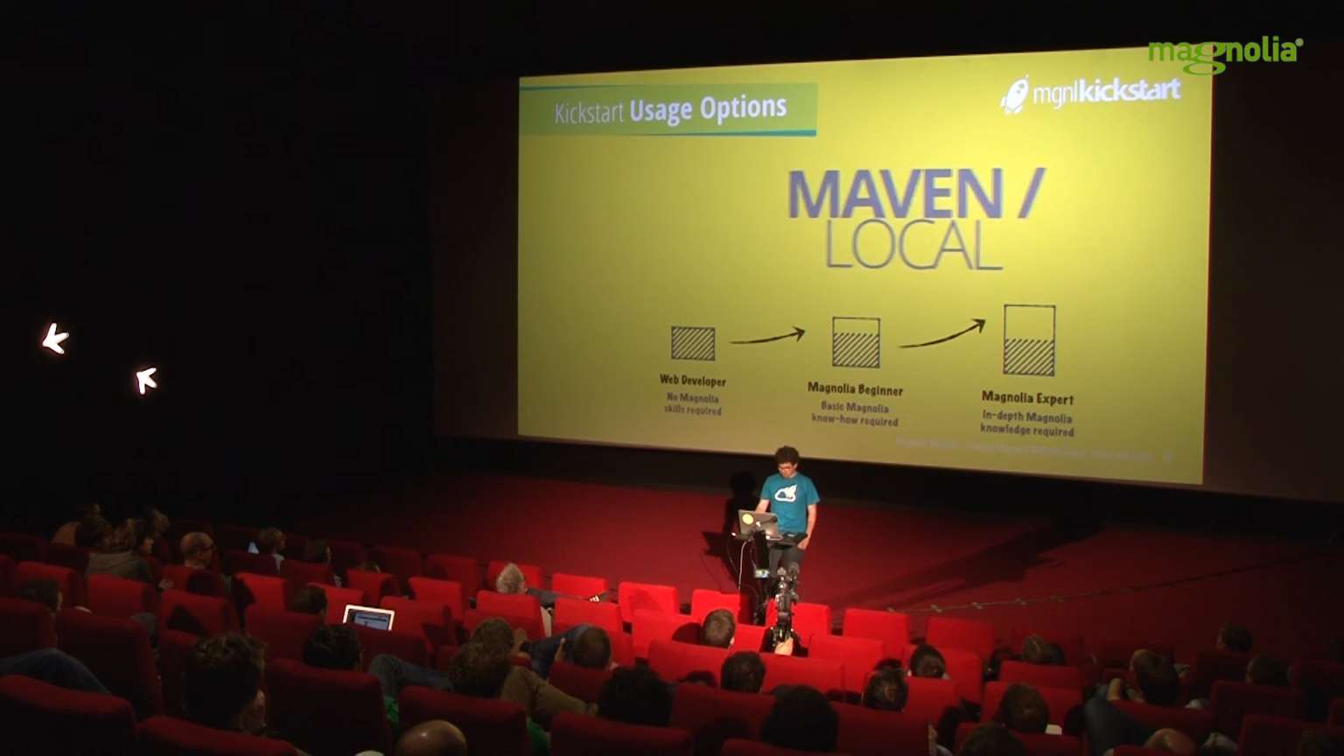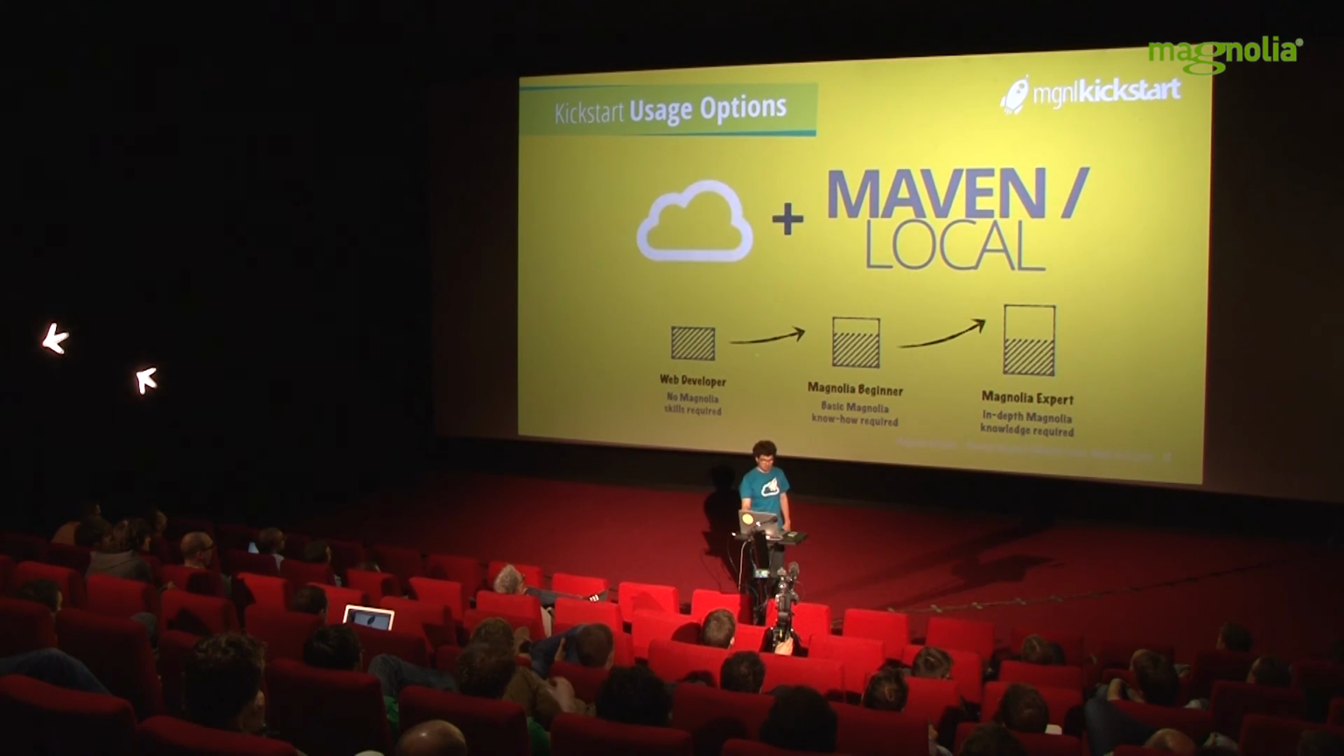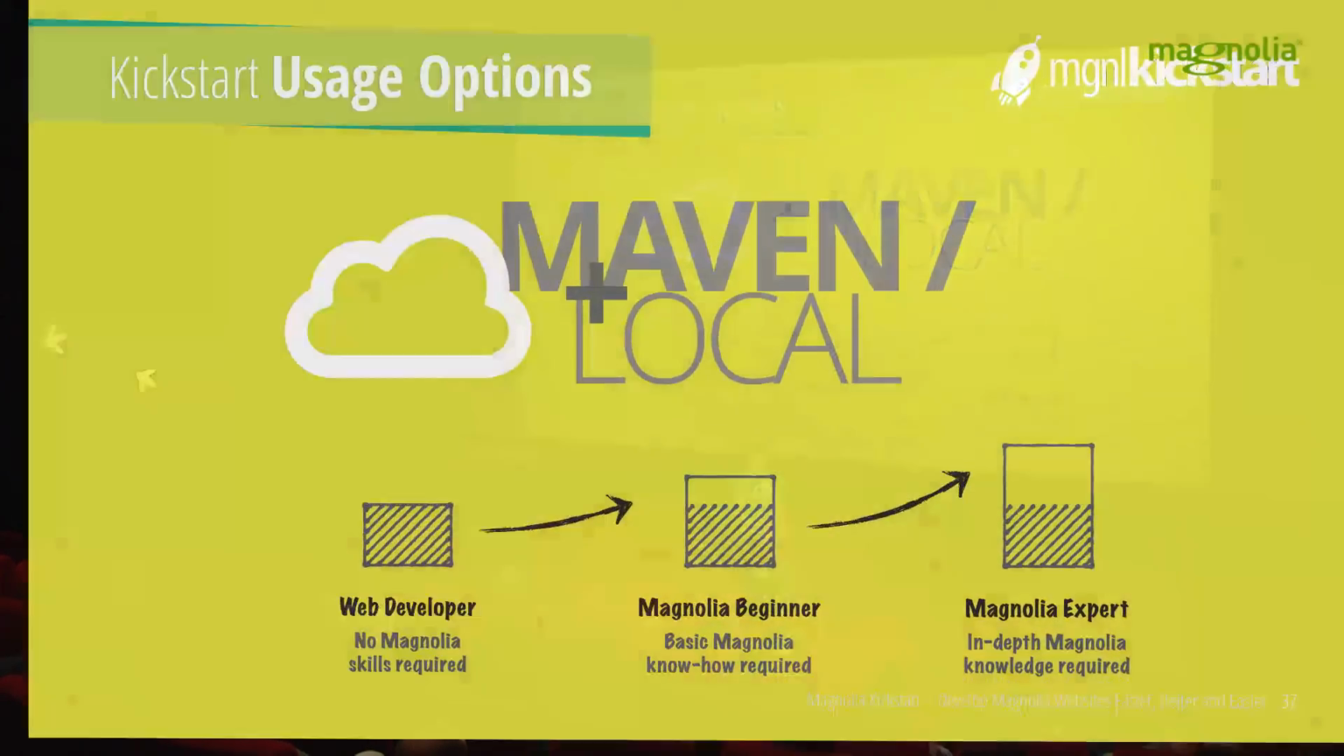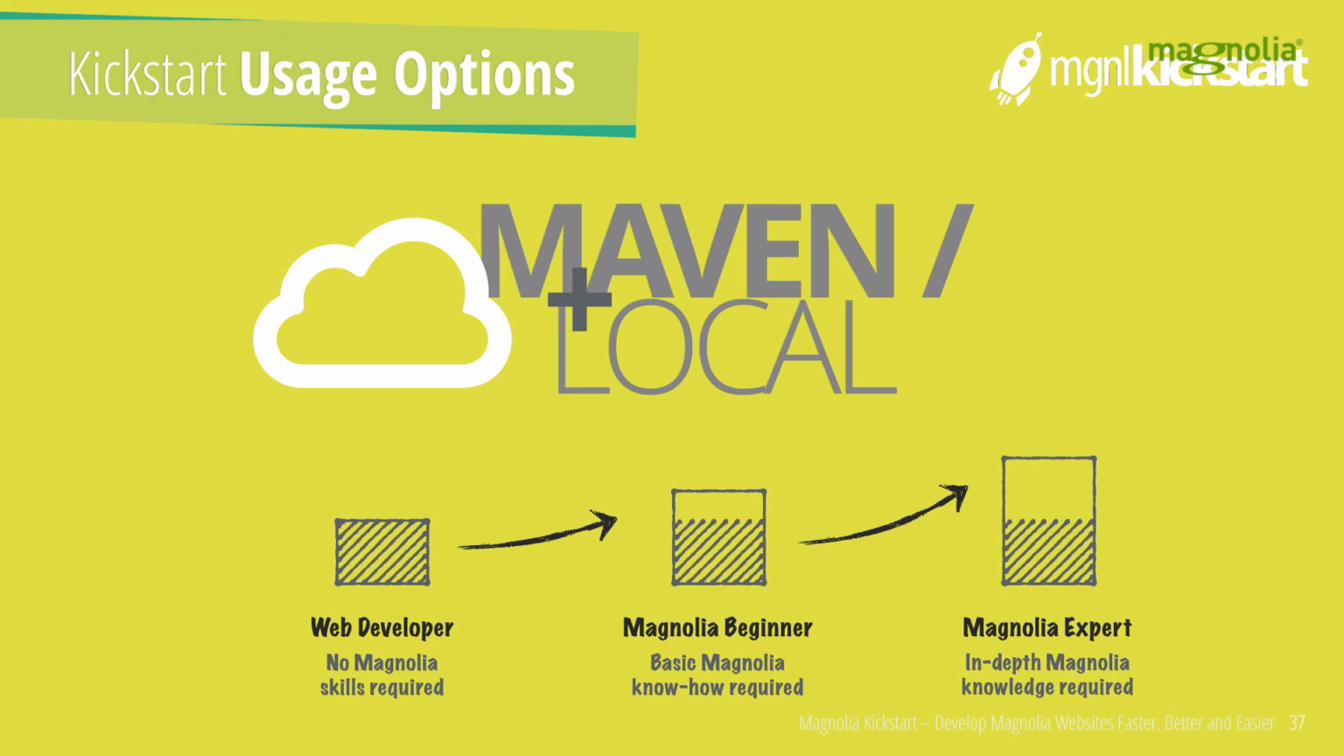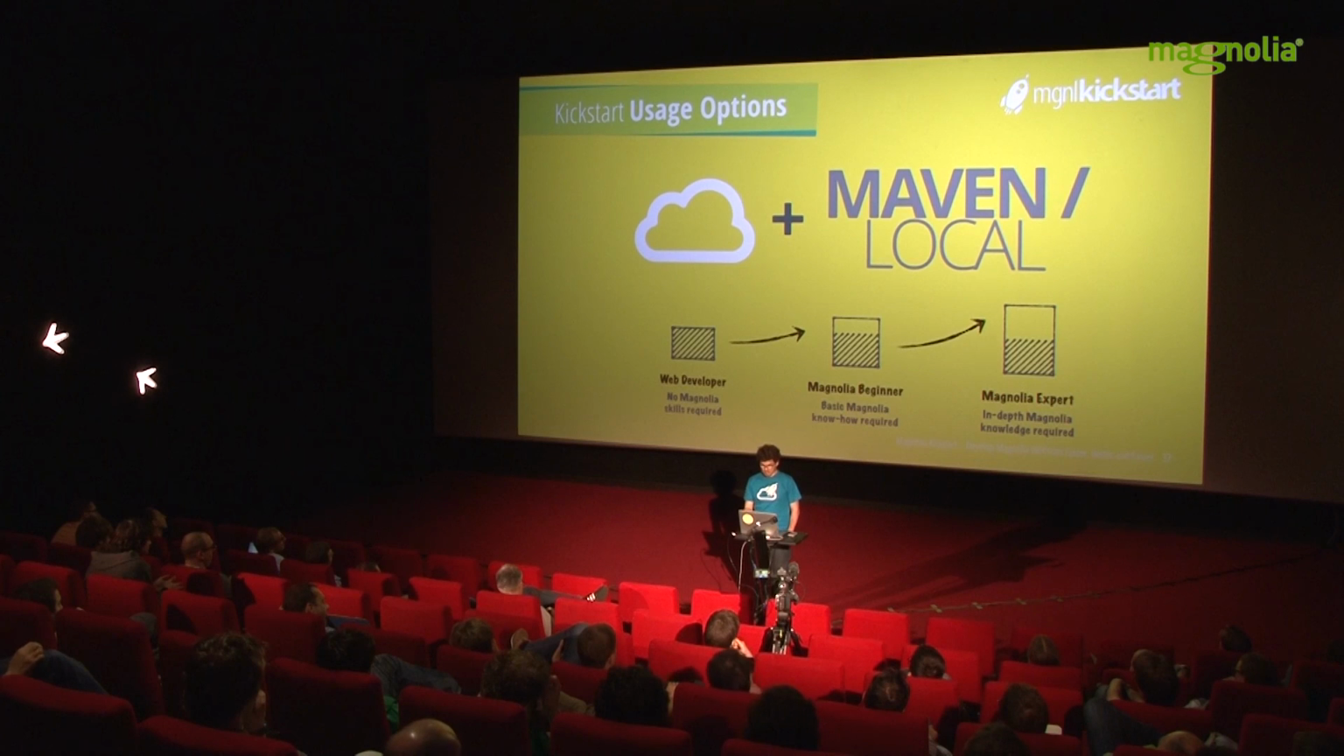That's why we are intending to create a Kickstart development cloud. The idea of the development cloud is to make Magnolia projects with zero setup. We set up your Magnolia instance, we maintain your Magnolia instance, and you only maintain your static prototype without doing all the plumbing of setting up.